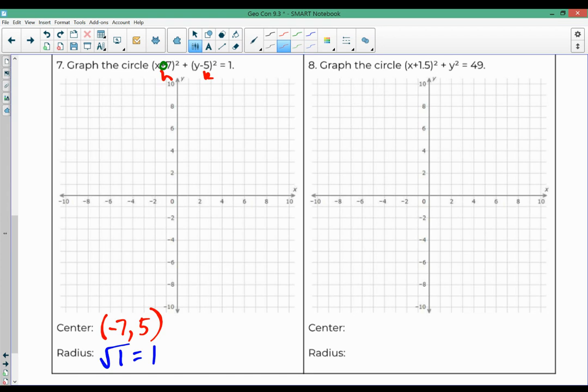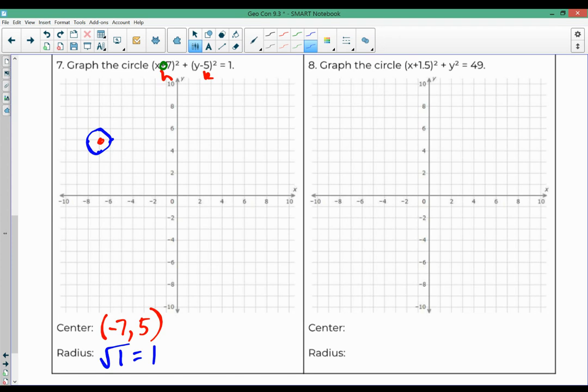So let's graph our center: negative 7, left 7, positive 5, up 5. And then our radius of 1, so we go out 1 in each direction. And that's our beautiful graph.